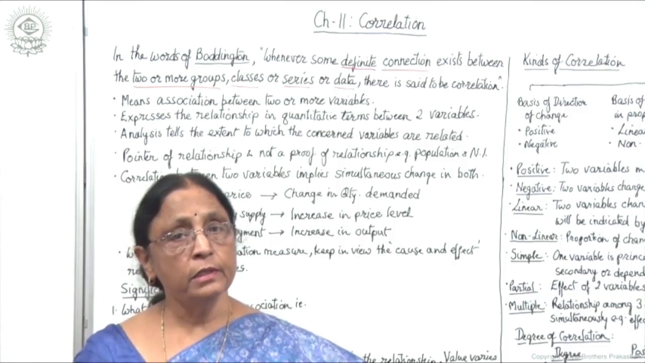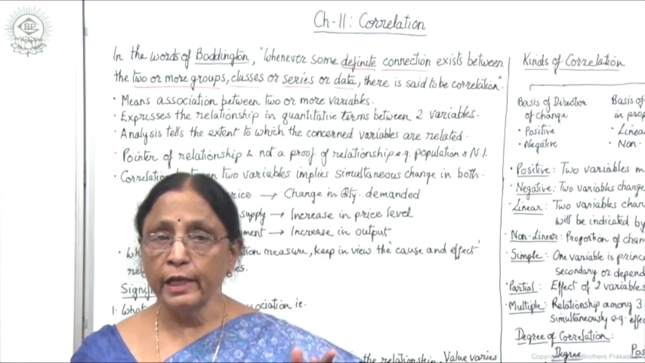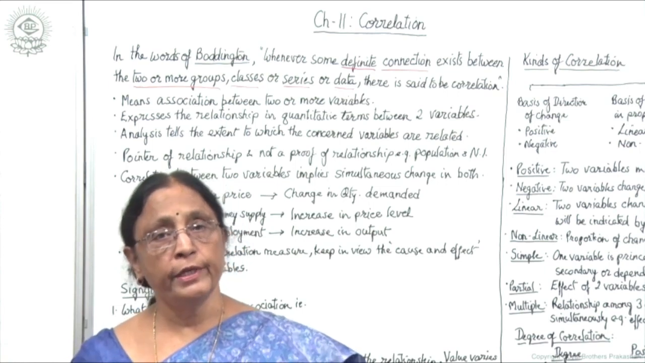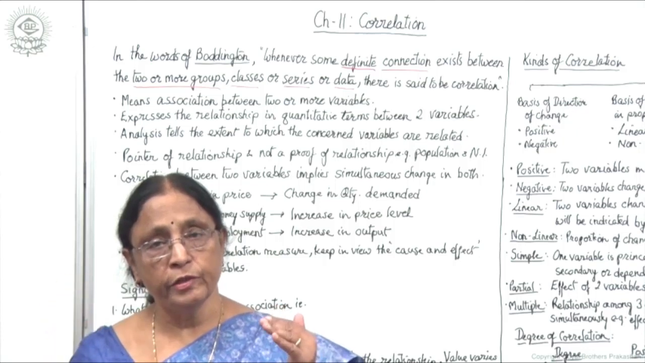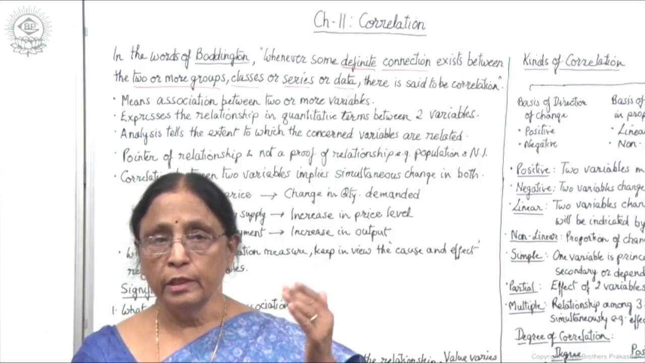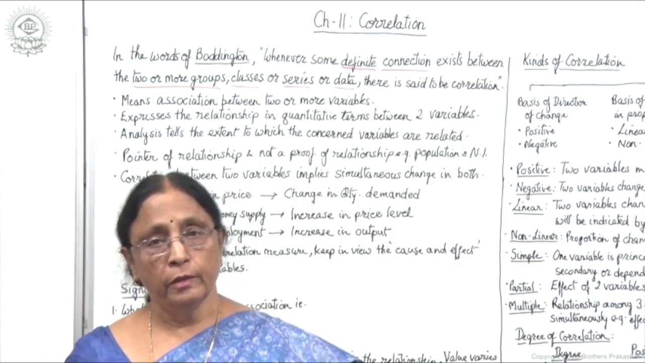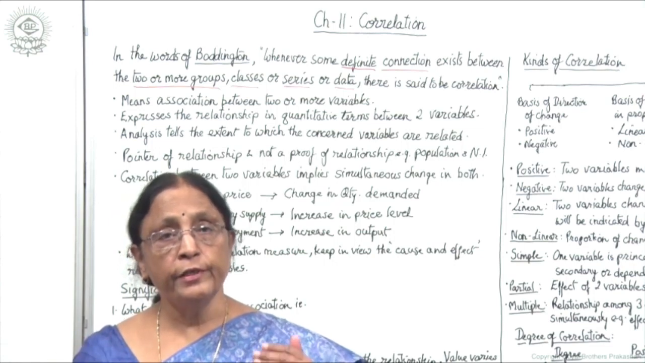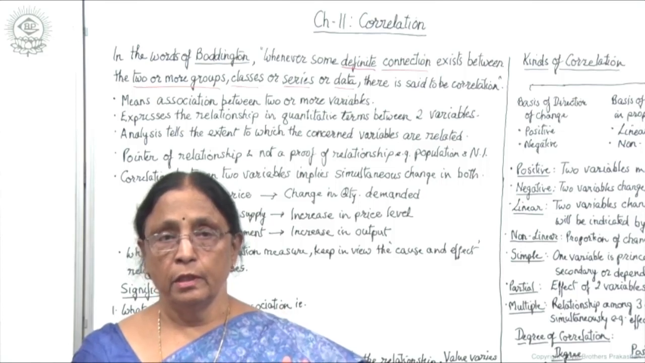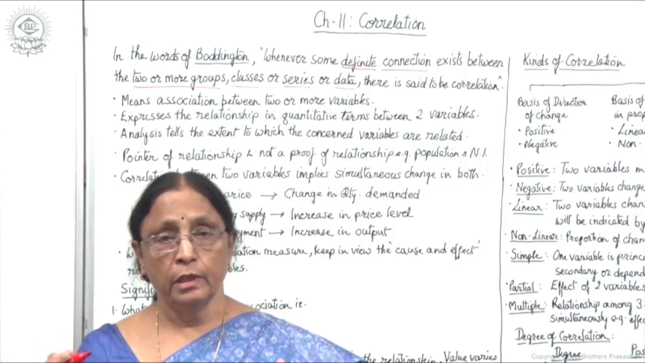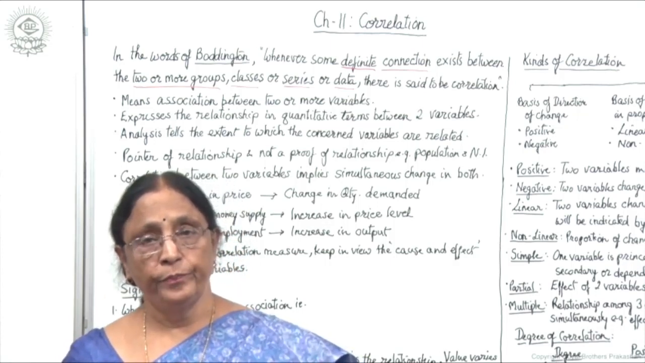When we say that whenever price increases, quantity demanded decreases, this means that price is the cause and quantity demanded is the effect. When price is increasing, quantity demanded is decreasing; the cause is the increase in price, leading to a decrease in quantity demanded, right? And when quantity demanded increases, that means demand in the market increases, price will increase, then in that case demand becomes the cause and price becomes the effect, right?